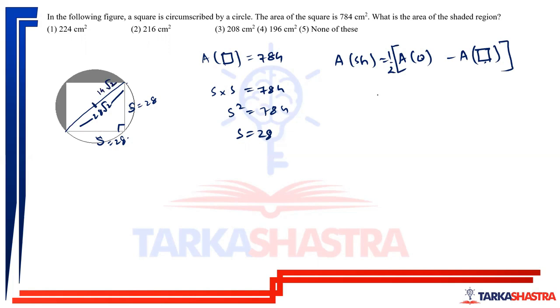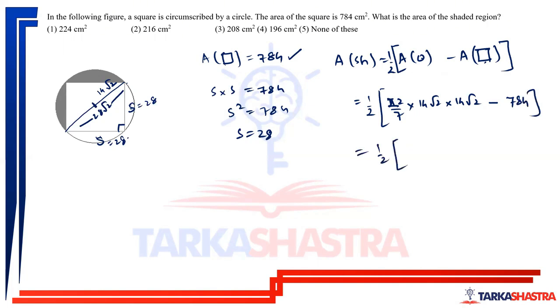And I hope we will be able to find out the area of the shaded region, which is half of area of the circle minus area of the square. Area of the circle is pi, let us say 22 by 7 into r square, that is 14 root 2 into 14 root 2, minus 784, which we already know. So let us just calculate. Root 2 into root 2 is 2. So we have half of 22 into 2 into 2 into 14 minus 784.